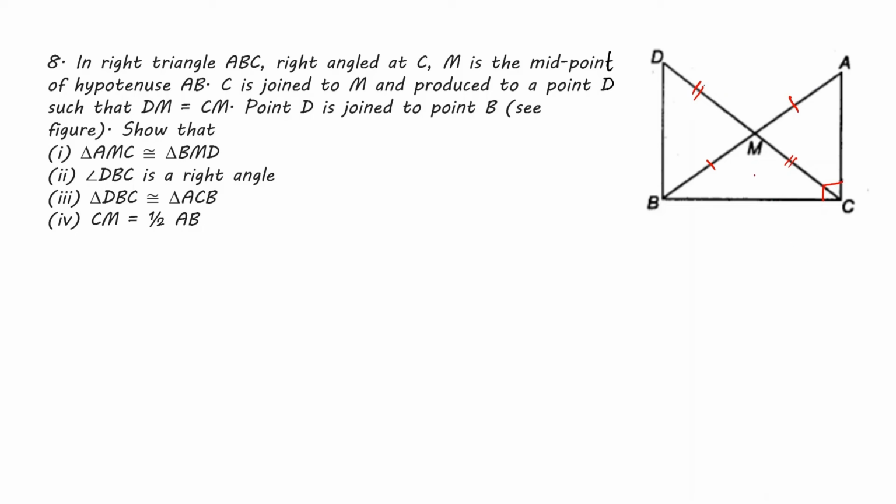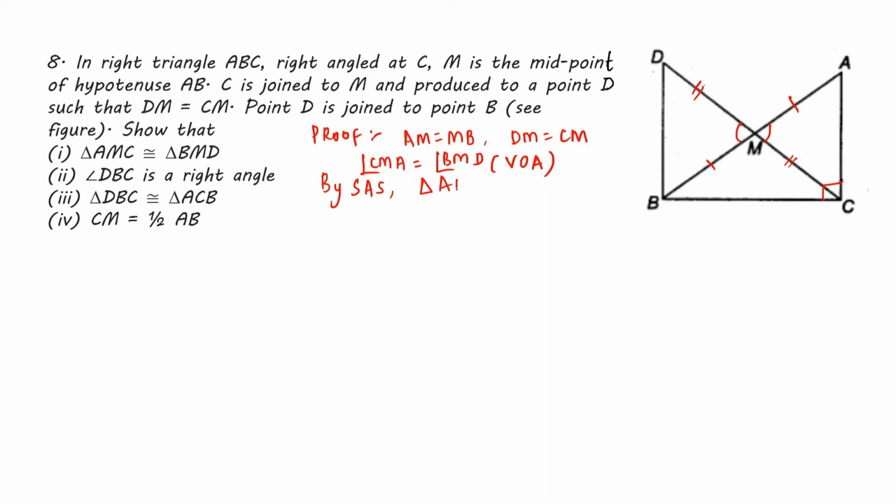Also, they have given that ABC is a right angled triangle at angle C. First, let's prove that triangle AMC is congruent to triangle BMD. We could see that AM is equal to MB and DM is equal to CM, which is given in the question. From the diagram, angle CMA is equal to angle BMD because they are vertically opposite angles. Thus, by side angle side SAS congruency, triangle AMC is congruent to triangle BMD.